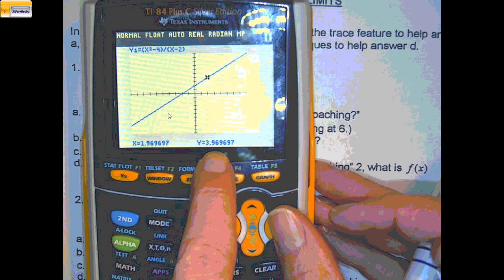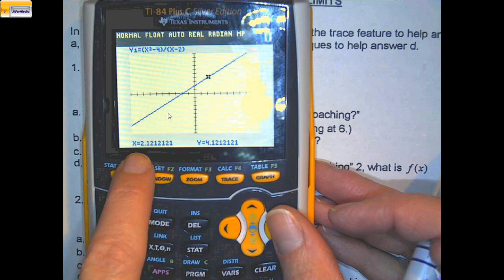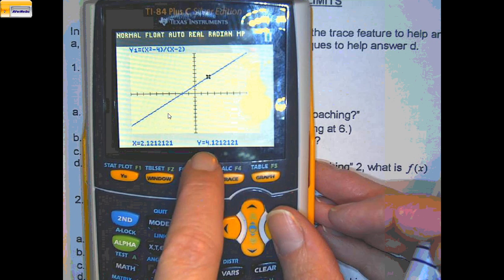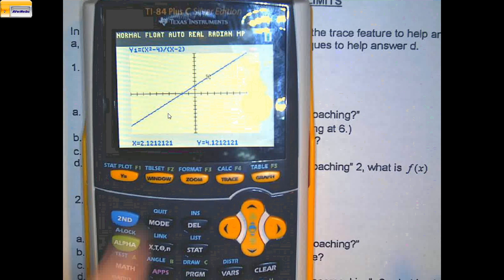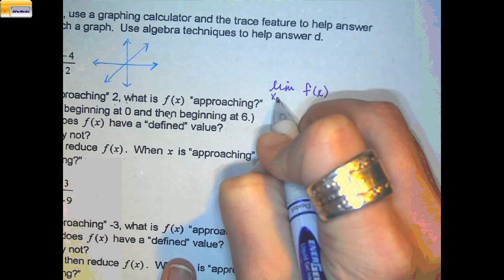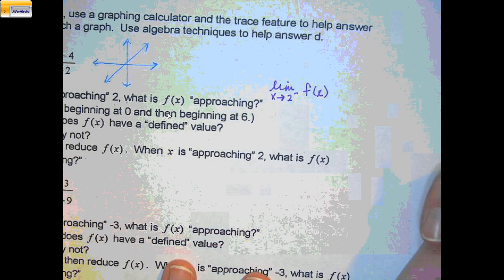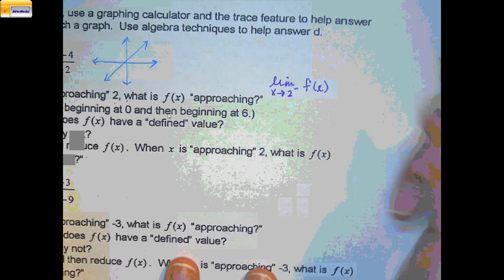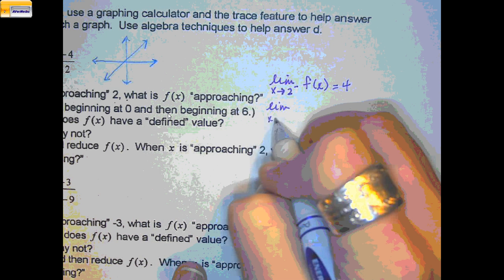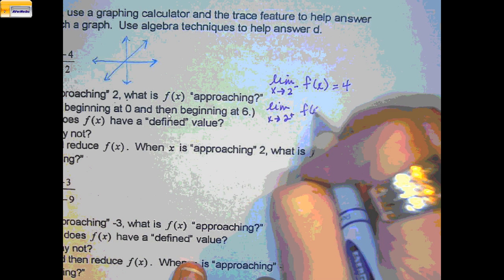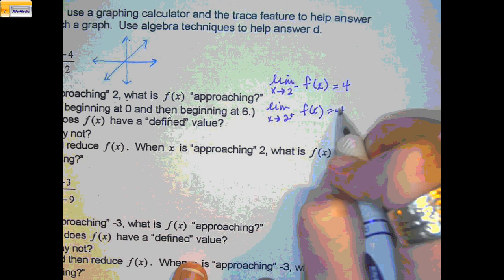If I push the right arrow key one more time, it has now skipped 2, and we're at 2.1, and it skipped 4, 4.1. So it looks like it approaches what? 4. It looks like it does. Here's how you would write it. You would say the limit of f of x as x approaches 2 from the left, that's what that little minus is, is 4. You could also say that the limit as x approaches 2 from the right of f of x is also 4.